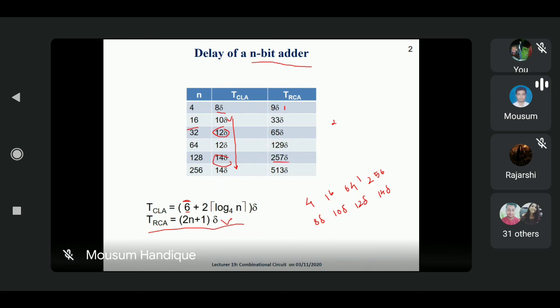Okay, any doubt about this one? Are all of you getting it? If any doubt, then please ask me. No, sir. No, sir. No, sir.